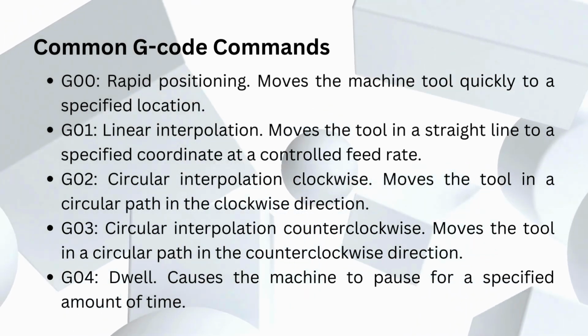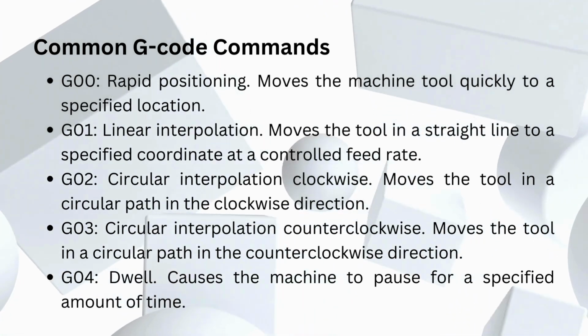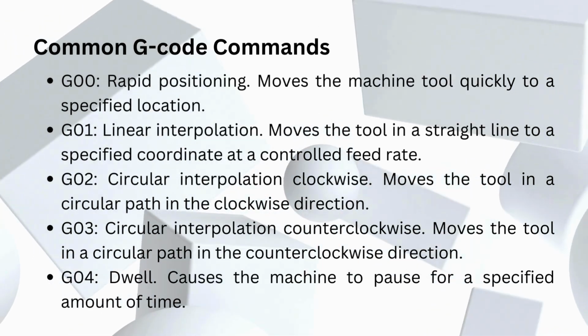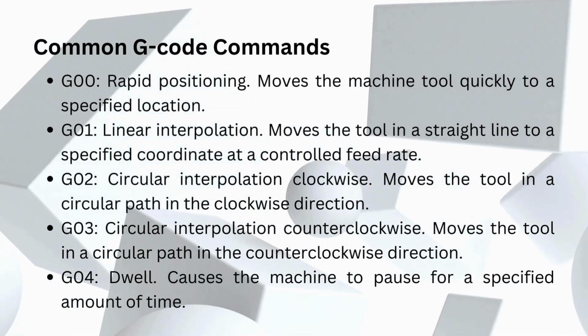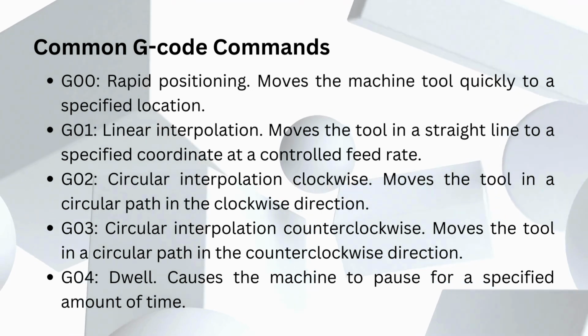Common G-code commands. G00, rapid positioning. Moves the machine tool quickly to a specified location. G01, linear interpolation. Moves the tool in a straight line to a specified coordinate at a controlled feed rate.